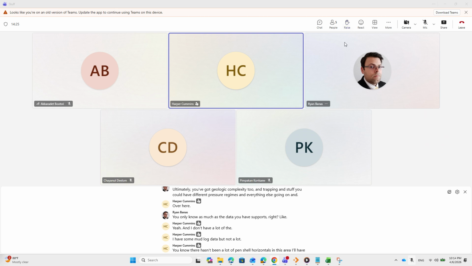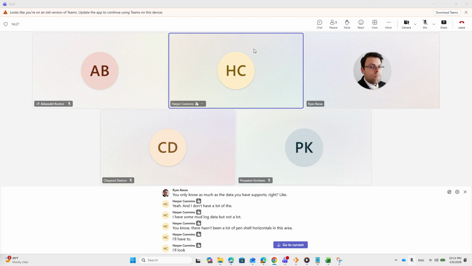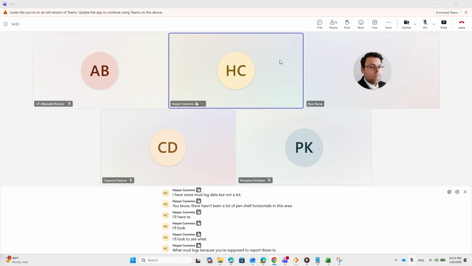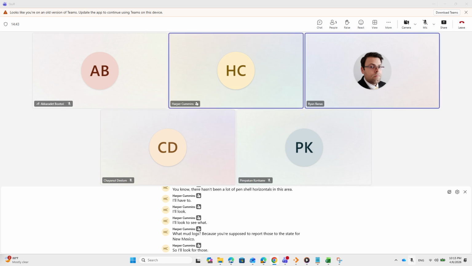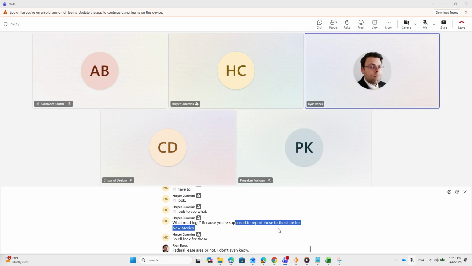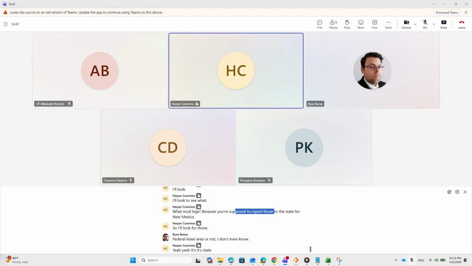I'll look to see what mud logs there are, because you're supposed to report those to the state for New Mexico. So I'll look for those. Is this like a federal lease area or not? I don't even know. Yeah, it's state and fed.